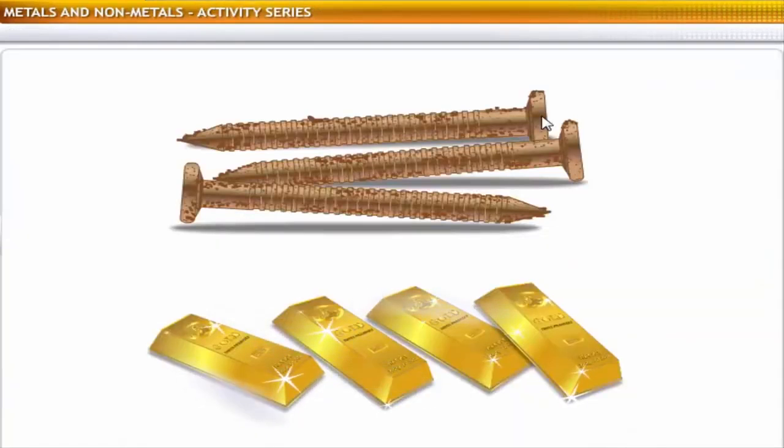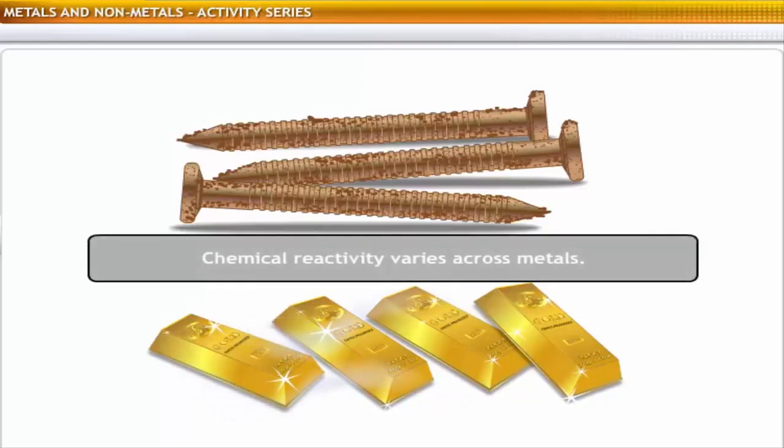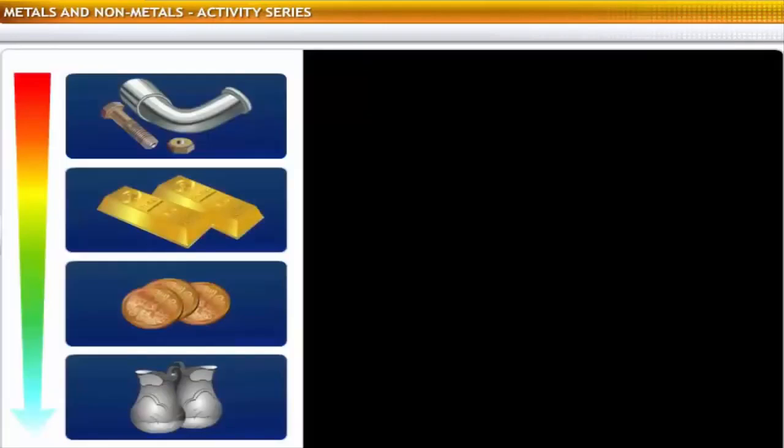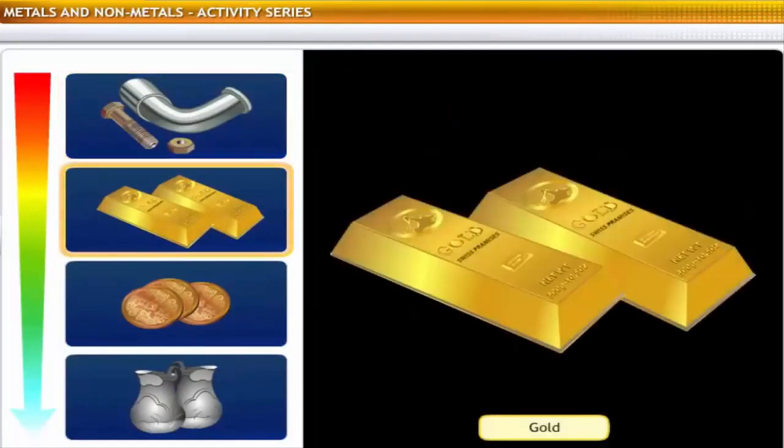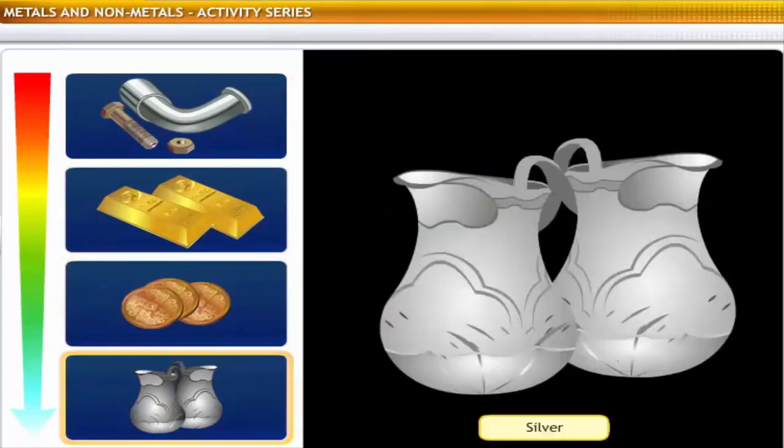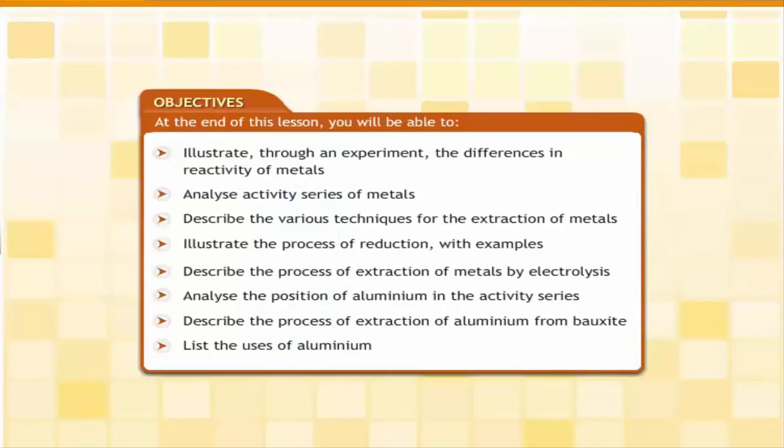Gold never rusts, because unlike iron, it does not react with atmospheric oxygen. This is because chemical reactivity varies across metals. Scientists have arranged metals in a series based on their chemical reactivity. In this lesson, you will learn about the arrangement of metals in an activity series based on their reactive properties. You will also learn how the positions of metals in an activity series impact the process of extraction from their respective ores. You will learn in particular about the extraction of aluminium from its ores.